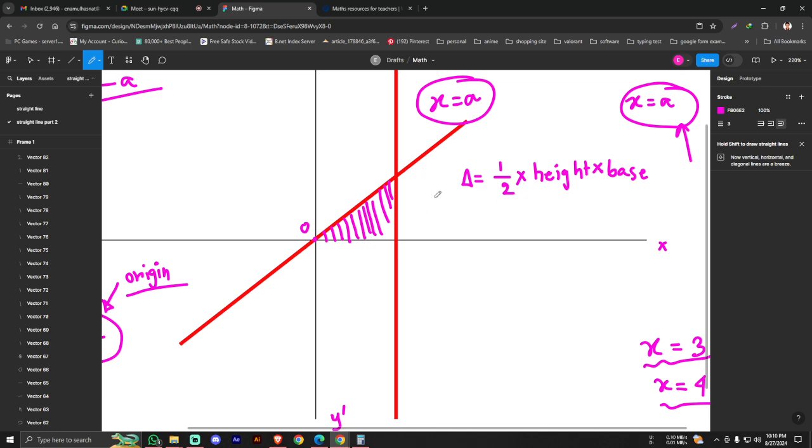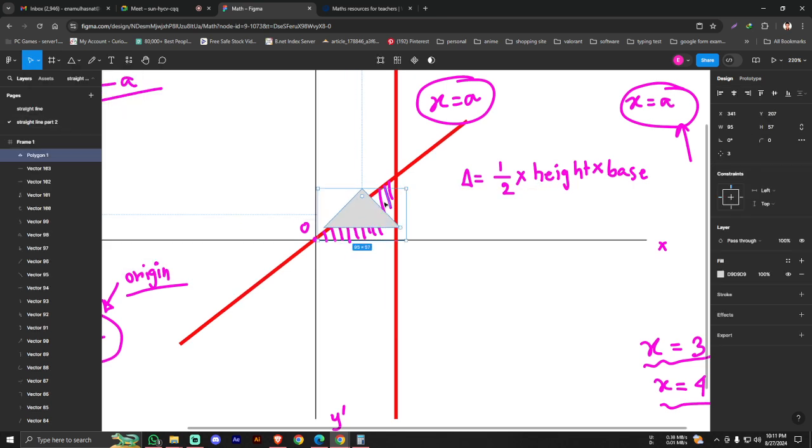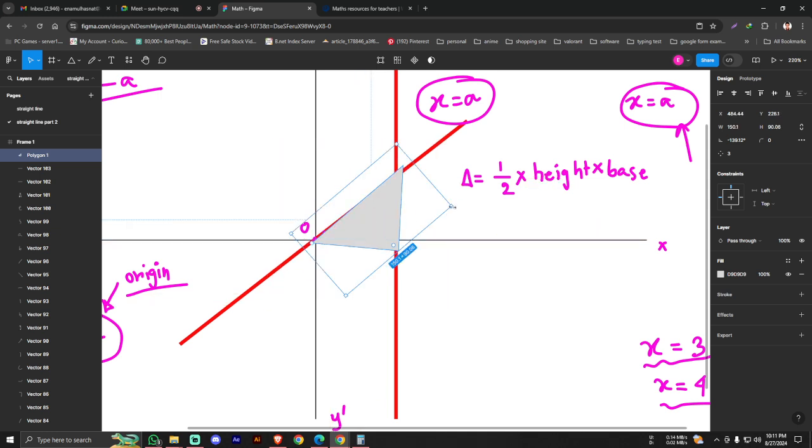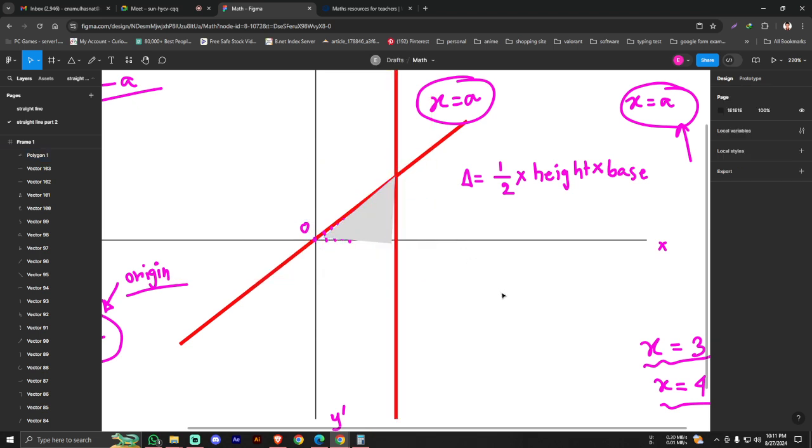If we understand this, can you find the triangle's height and the base? Because in the graph it is a triangle, right? Where is the triangle? The triangle is here, right? Yes. If we place it right here, this is the triangle's figure, something like this area, right?